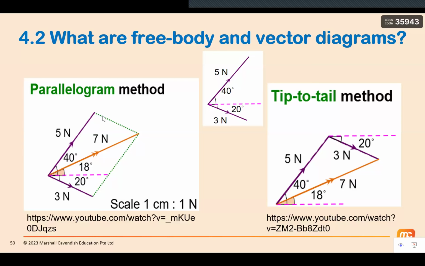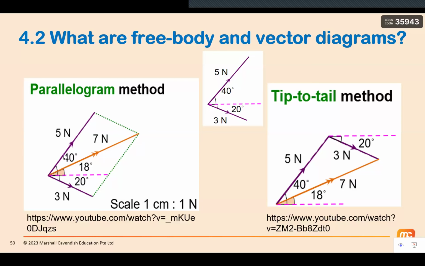Okay, so I'm going to use it, shift it upwards. This is not a force, this is just construction lines. So I'm going to use it as a dotted line. So this line will be exactly the same as this 3 newtons at the bottom. So after that, it will also be 3 cm.